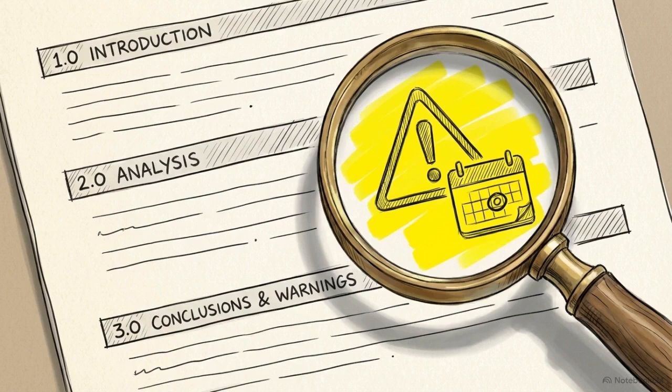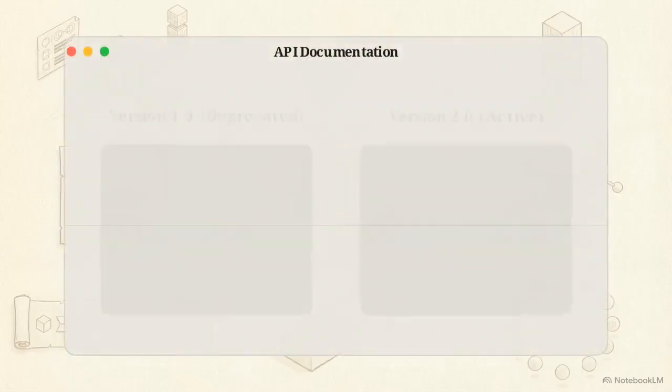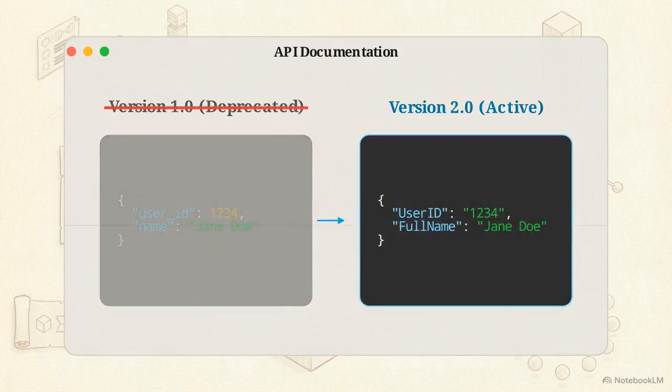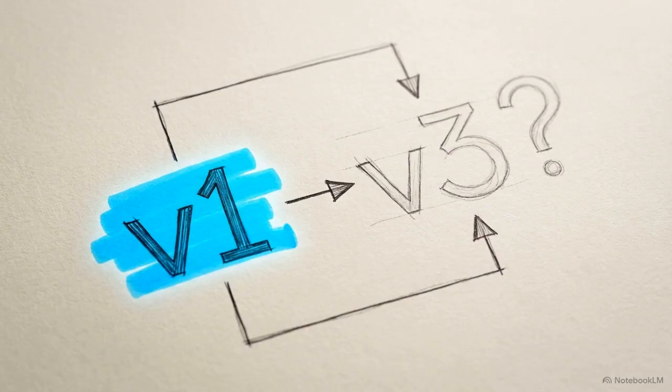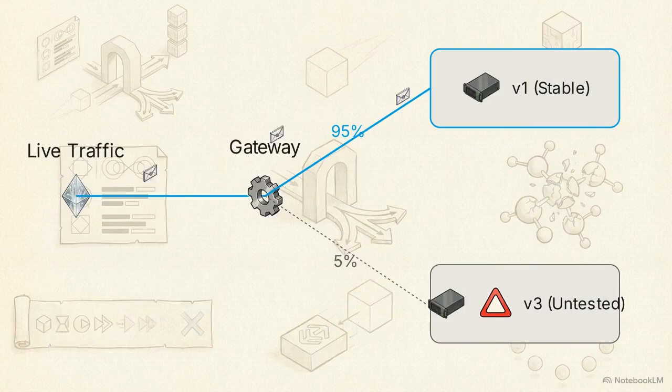Executing a retirement requires establishing a deprecation policy in the terms of service and communicating exact migration paths through the documentation well before the servers are shut down. Designing an API's retirement protocol is a necessary component of its initial architectural launch. Once you have multiple versions running, you face a deployment challenge. How do you safely transition live traffic from a highly stable v1 endpoint to an untested v3 endpoint?